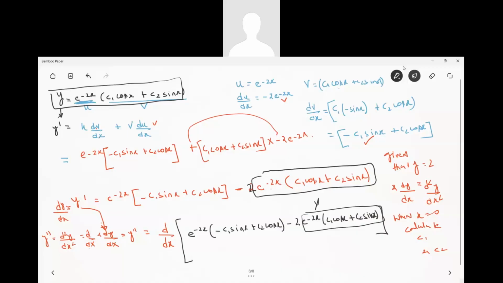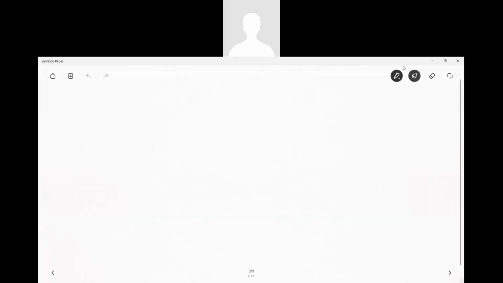So now I will not differentiate this value. I'll just differentiate this part. Just take this as u and take this as v. Now can you do it? I'll write in the next page. I'll ask you to do. Okay, so by doing this I get y dash is equal to e power minus 2x into minus c1 sine of x plus c2 cos of x minus 2y, right?